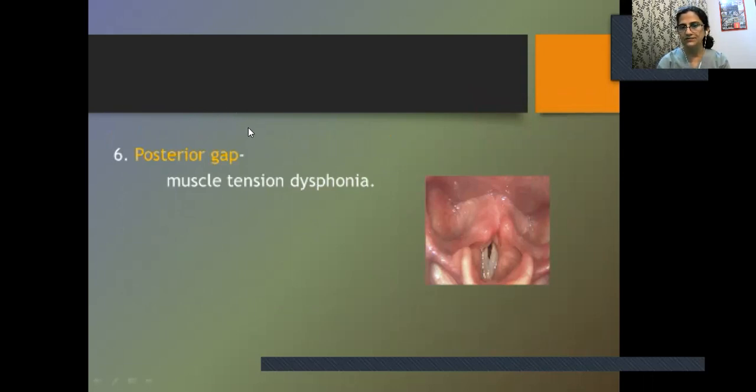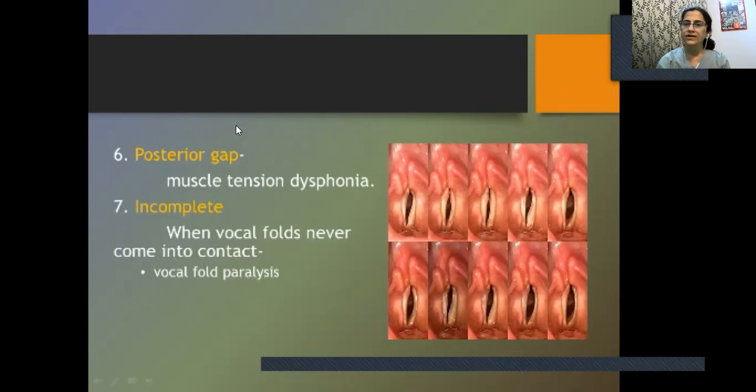A significant posterior gap is not just at the arytenoids, but also involves the posterior one-third of the membranous folds. Or you can have a completely incomplete gap when the vocal folds never come in contact, such as in vocal fold paralysis.